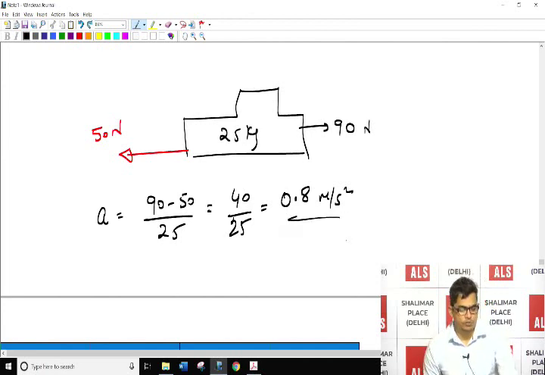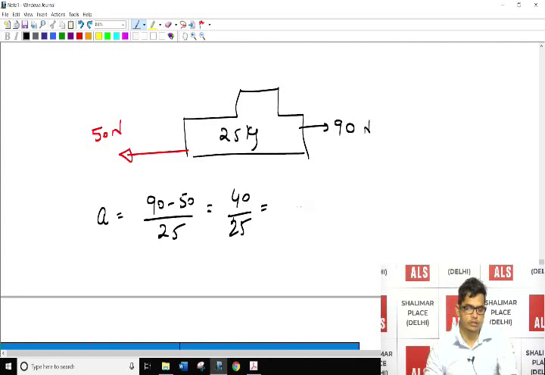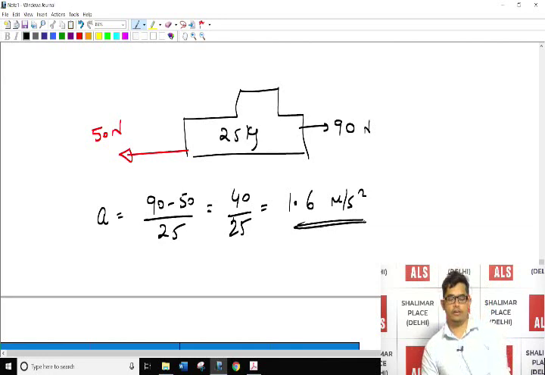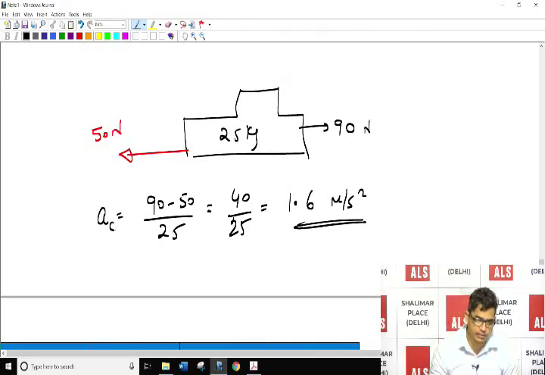0.8, or how much? Oh, sorry. 40 by 25 is 8 by 5, which is 1.6 meter per second square. This is the acceleration. This is the common acceleration of the blocks. Once we have calculated the common acceleration, now you have to go to the next step. You have to see whether A can have sufficient friction or not.